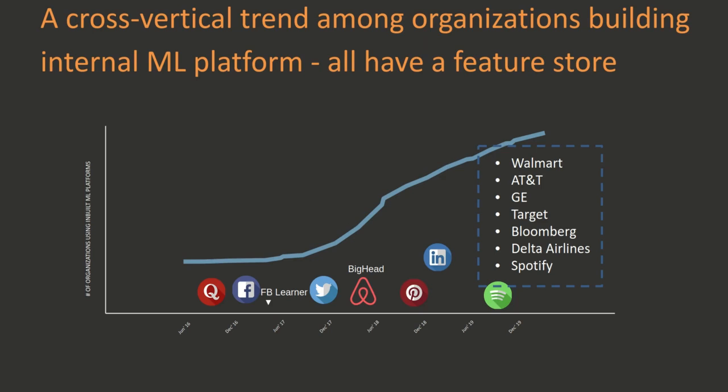And now this is more of a cross-vertical pattern, where various other companies like Walmart, Flipkart, Spotify are all building their own internal ML platforms, and a feature store is an essential element in all these platforms. Yeah, that is all we had for the Physarum Feature Store.